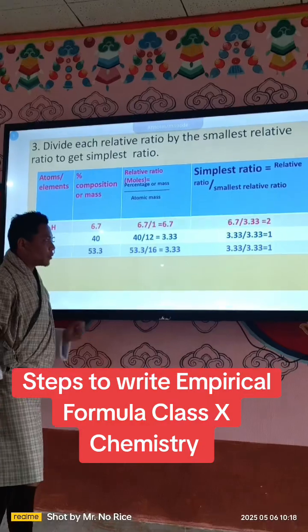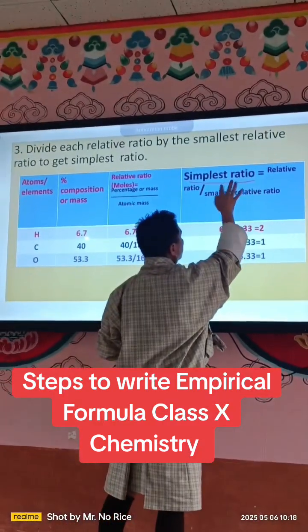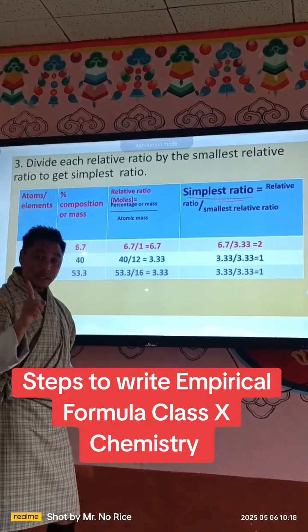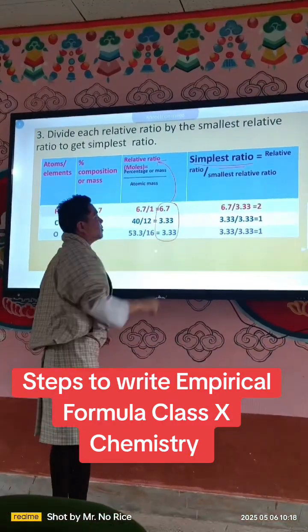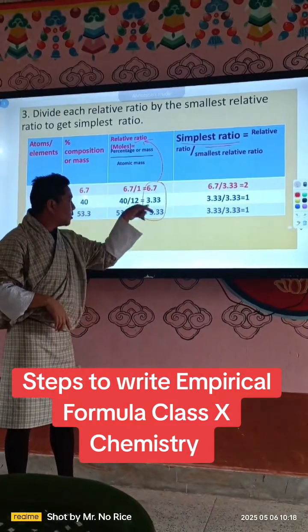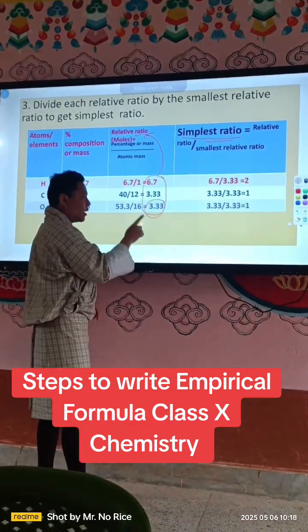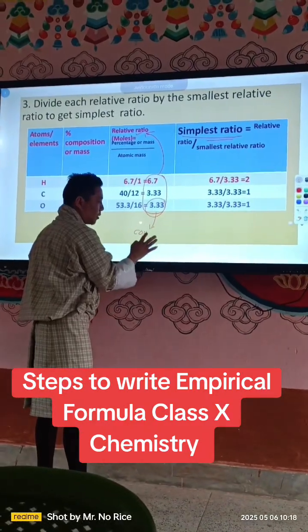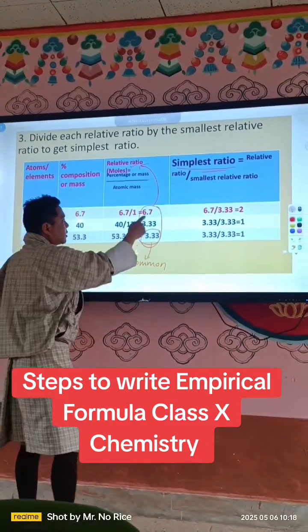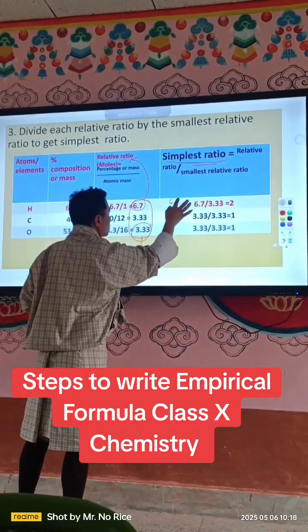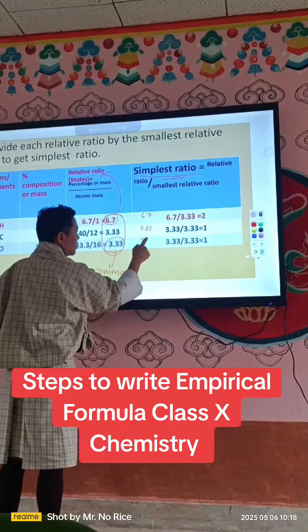The relative ratio. So in the third step, what we need to calculate is the simplest ratio. To calculate the simplest ratio, you have to select the smallest relative ratio from here. Which is the smallest number here? It is 3.33, so you are going to select it. After selecting it, you have to divide each relative ratio: 6.7, then 3.33, then 3.33.